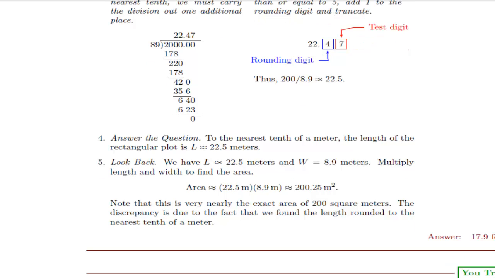5. Look back. We have L approximately equals 22.5 meters and W equals 8.9 meters. Multiply length and width to find the area. Area approximately equals 22.5 meters times 8.9 meters approximately equals 200.25 meters squared. Note that this is very nearly the exact area of 200 square meters. The discrepancy is due to the fact that we found the length rounded to the nearest tenth of a meter.